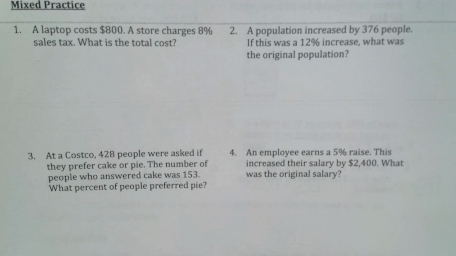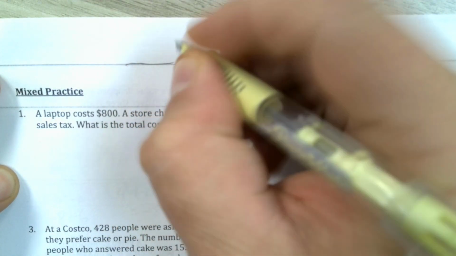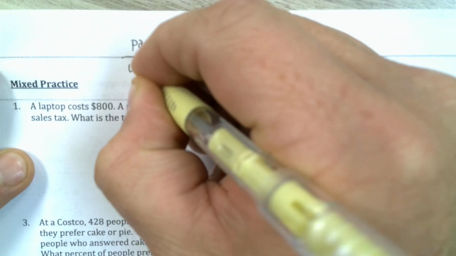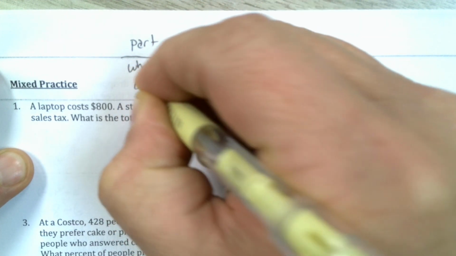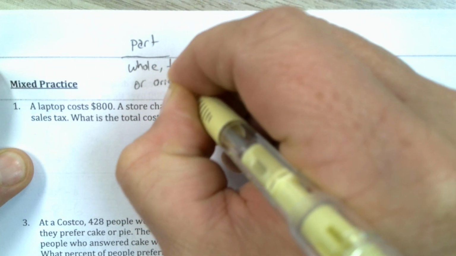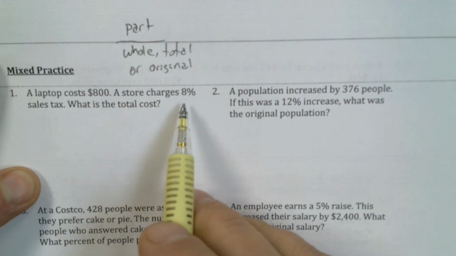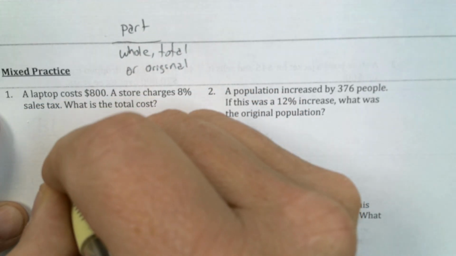A laptop costs $800. A store charges 8% sales tax. What is the total cost? So in this case, we know the original, right? Once again, when we look at our fraction, we have the part, and then this is either the whole, total, or original value. In this case, we know the original. It was 800. And they do an 8% sales tax, so we're going to have to find 8% of 800.